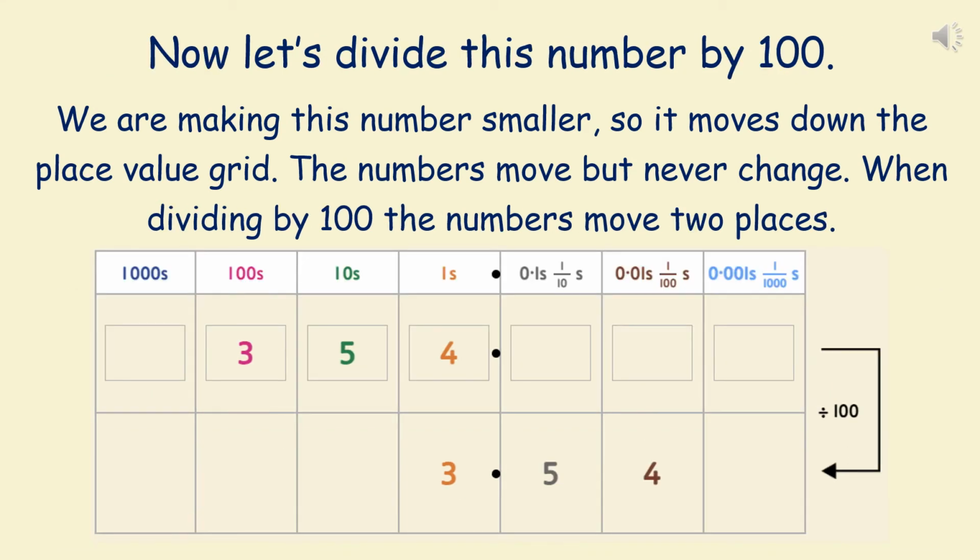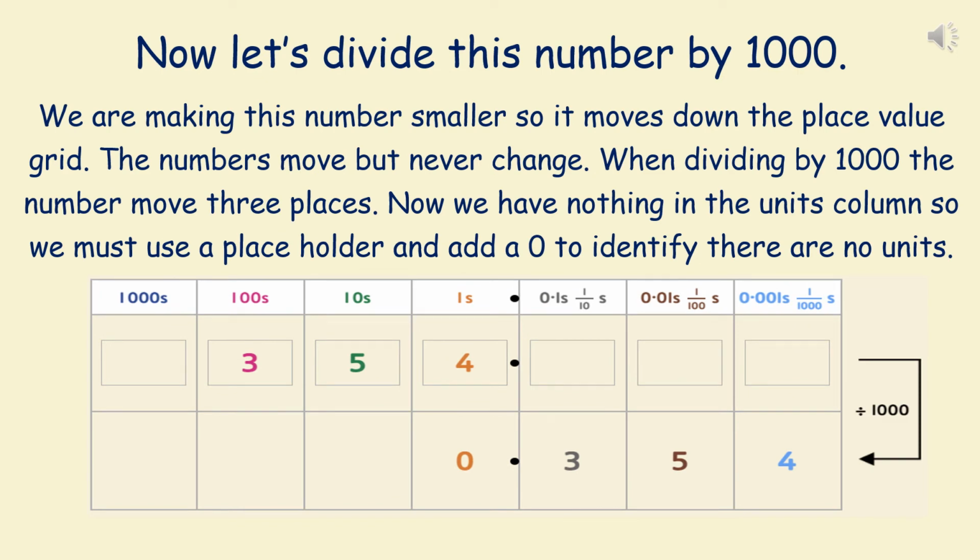Now let's divide this number by 100. We are making this number smaller, so it moves down the place value grid. The numbers move but never change. When dividing by 100, the number moves two places, making the new number 3.54.